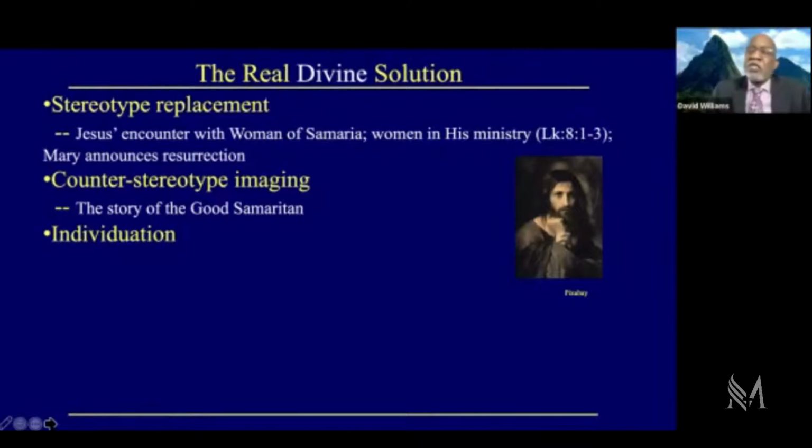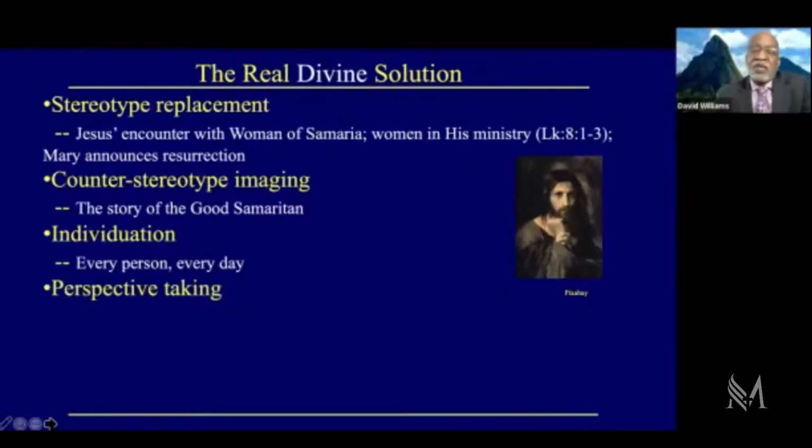Individuation. We all process the complex cognitive information we face every day by social categorization, putting things into categories. Individuation says we resist that tendency and we pay attention to the specific, unique characteristics of each individual. And Jesus did that with every person every day that he met. He treated them as a child of God, not based on the negative social categories to which they might belong.